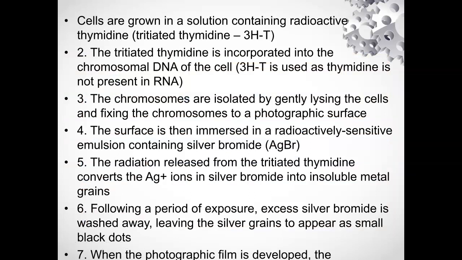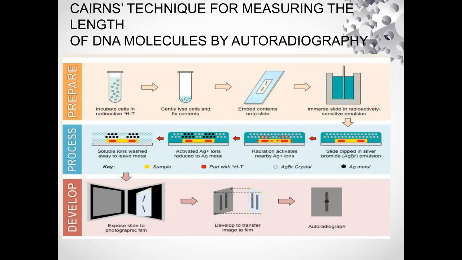So you can see here that the cell is incubated with thymidine that is radio-labeled with tritium, an isotope of hydrogen. After the incubation, the cell is lysed and the contents fixed, embedded on the slide. The slide is now immersed in a radioactive-sensitive emulsion that contains the silver halide. The incubation of the cell with tritium thymidine is to make sure that the DNA in those cells incorporates that radio-labeled thymidine into their own DNA. That's the reason for the incubation.